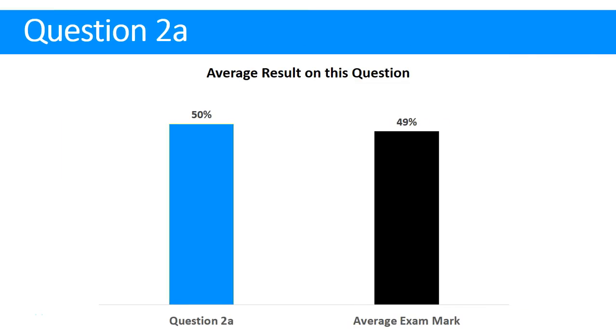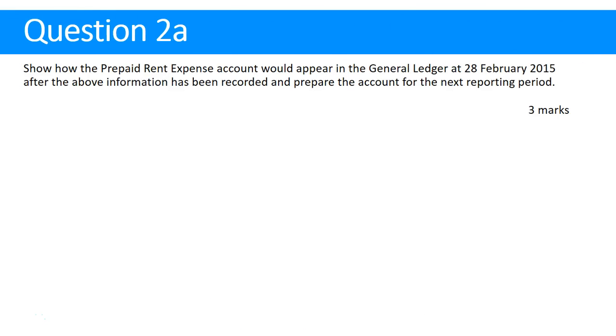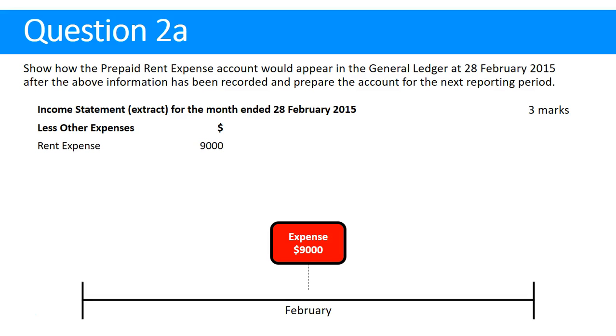The average on question 2A was 50%, in line with the exam average. What we were asked to do was show how the prepaid expense, rent expense account would appear in the general ledger at the end of February, showing all the above information after it's been recorded, and prepare the account for the next period. We've been given an income statement extract, and we've been told that the rent expense for February is $9,000.